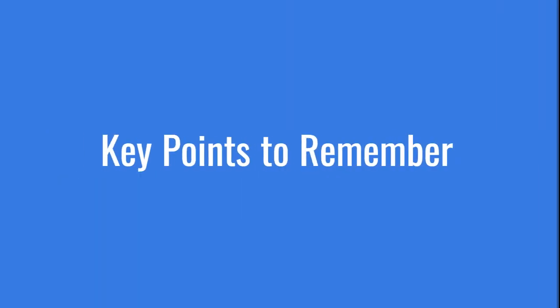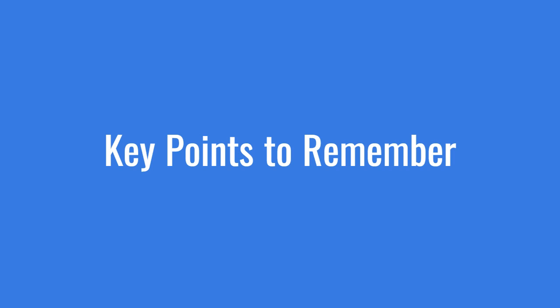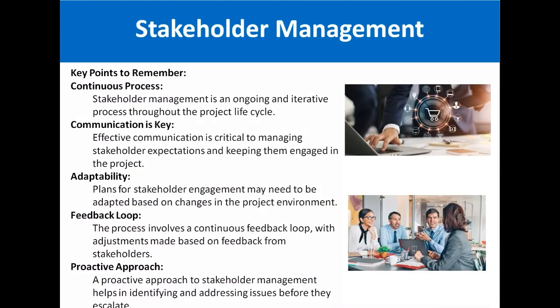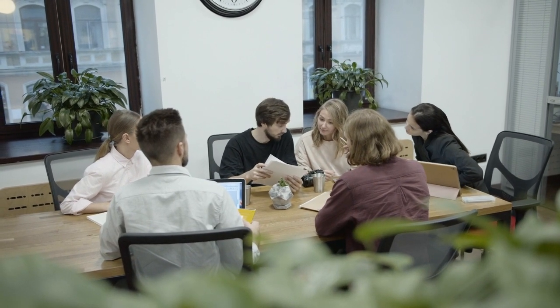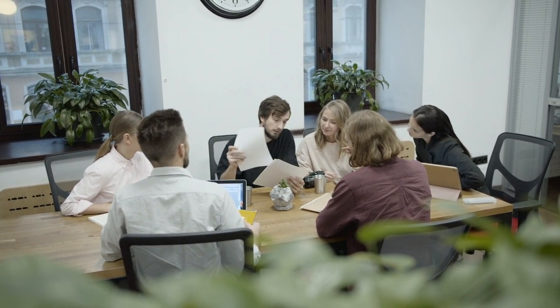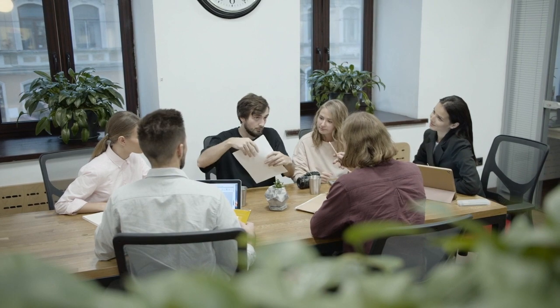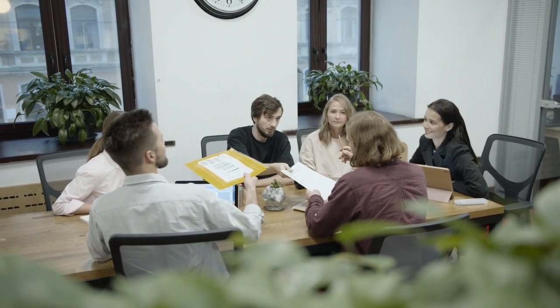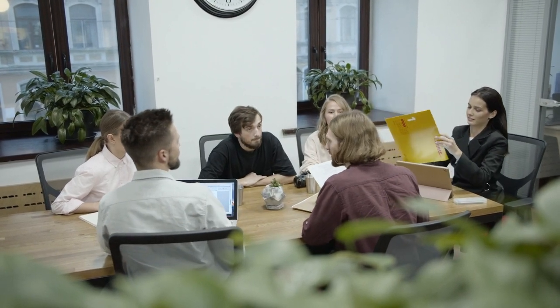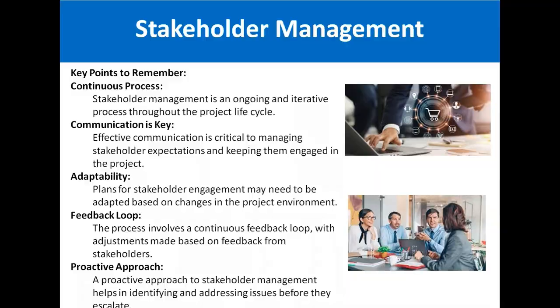Friends, the key points to remember: first is that stakeholder management is a continuous process. Communication is very key, like communicating to the stakeholders properly and thoroughly. Adaptability means plans for stakeholder engagement may need to be adapted based on changes in the project environment. Feedback is very important, getting feedback from the customer on a regular basis and doing the right things. Proactive approach means you should not take a reactive approach; a proactive approach helps in identifying and addressing issues before they escalate. So this is basically the proactive approach.